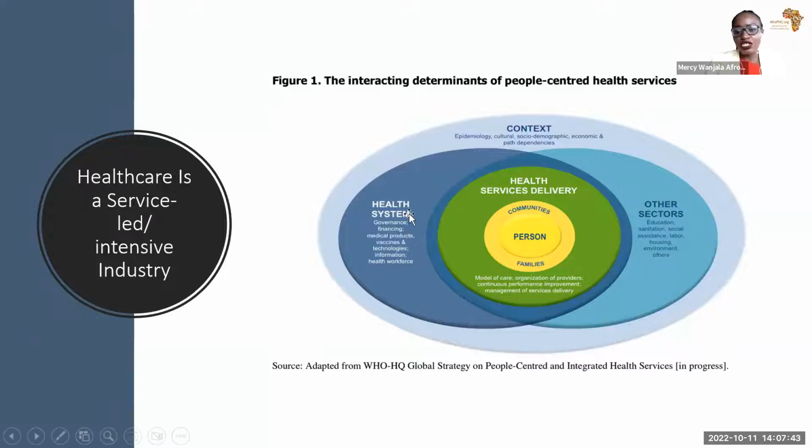And you can see there's a huge interaction with other sectors such as education, sanitation, social assistance, and labor. They all interact to bring about a good health services delivery system.